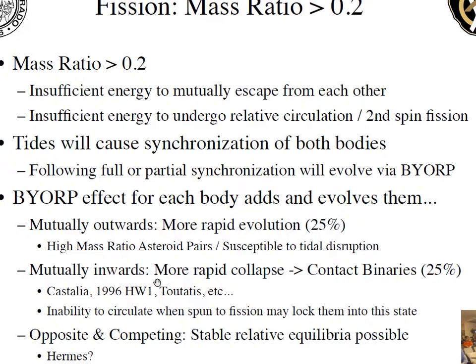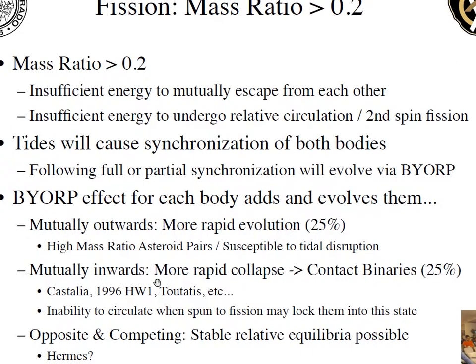If there are tides, tides will cause synchronization of both of these bodies. Once they become synchronized, even partially synchronized, there's another non-gravitational effect that can kick in, called the binary YORP effect. Just like the YORP effect, which causes single bodies to spin faster or slower, the binary YORP effect can cause binary asteroids to increase in size, which causes them to rotate slower but causes their angular momentum to increase, or shrink in size, which causes them to orbit faster but decreases their total angular momentum.